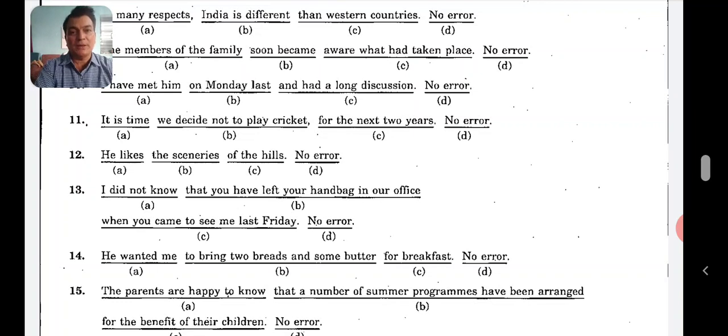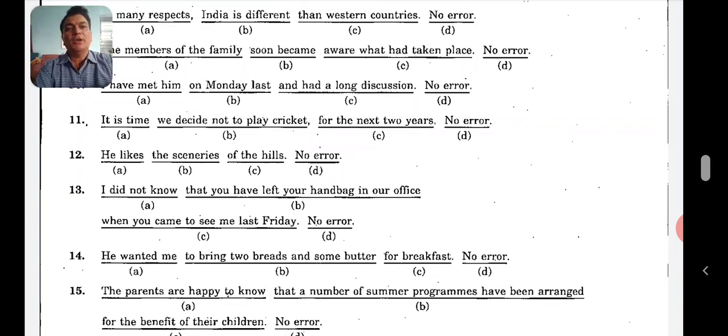Because it is earlier past. When you came to see me last Friday, that is in simple past tense. I did not know that you had left. So that will be earlier past. That will be in past perfect tense. I did not know that you had left your handbag in our office when you came to see me last Friday. So the error is in B.